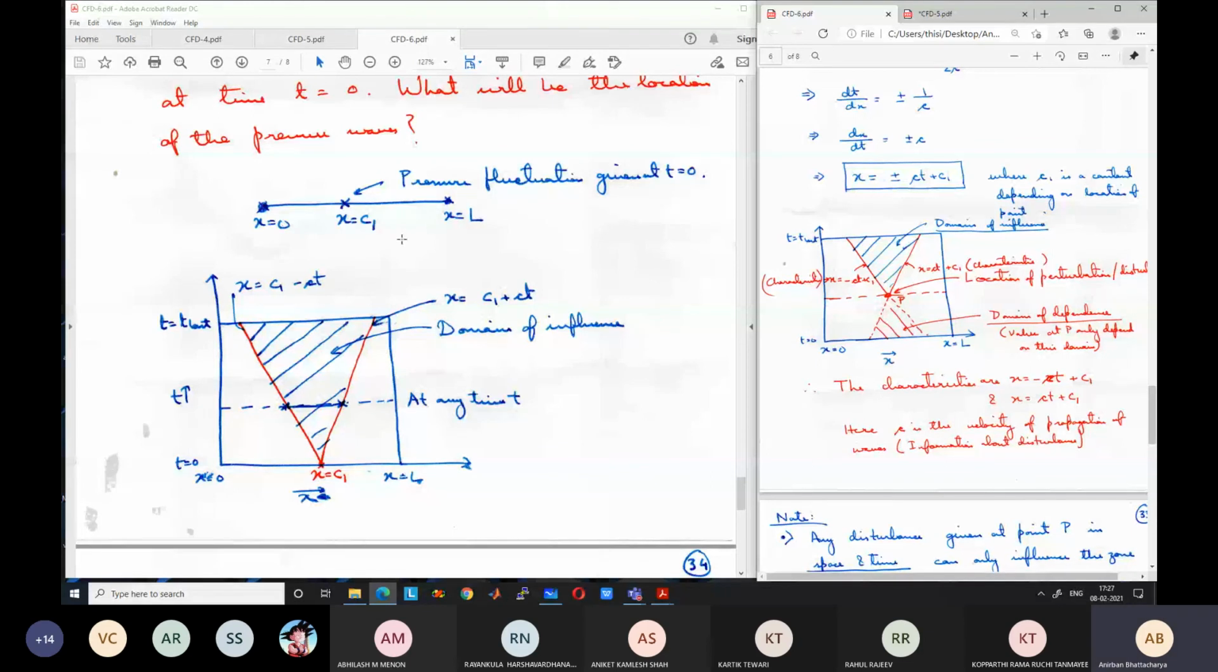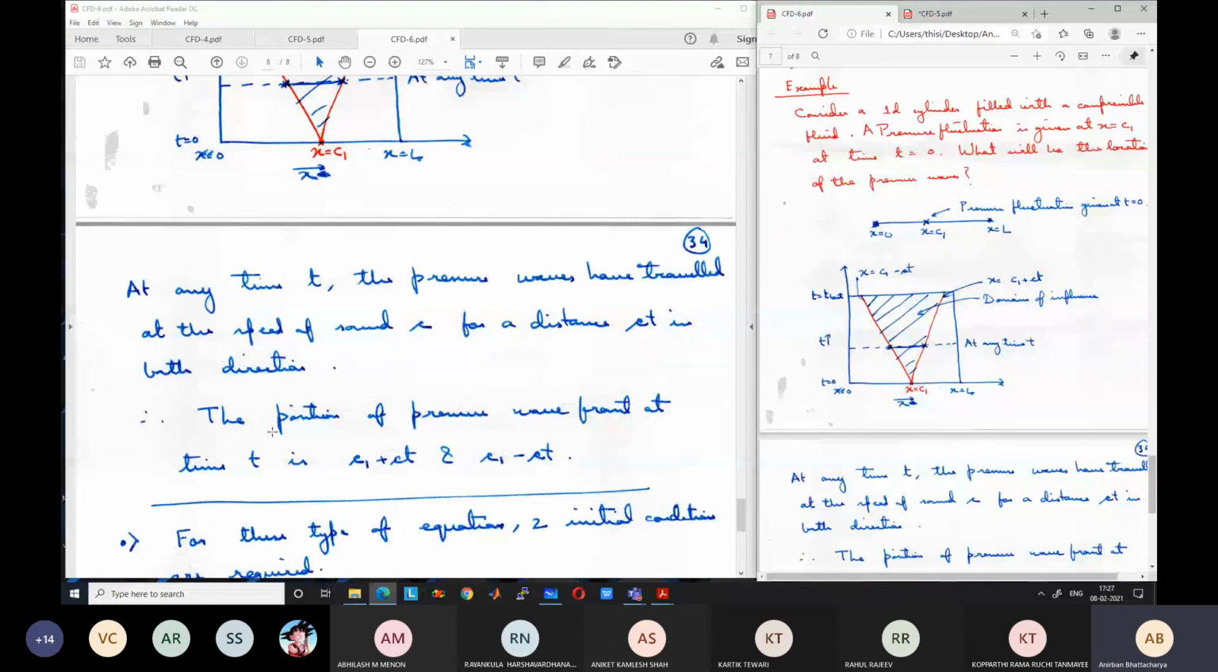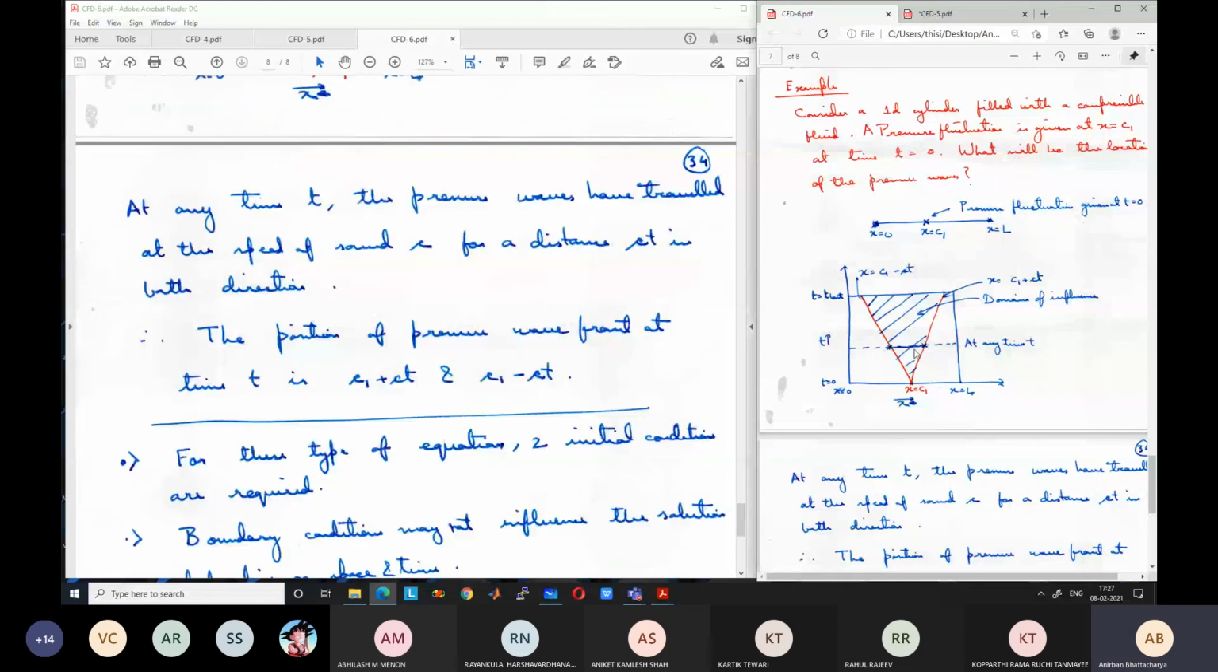At any time t, the pressure waves have traveled at the speed of sound c for a distance ct, in both directions. The position of the pressure wave front at time t is then c1 plus ct and c1 minus ct. So this is how the characteristics are drawn for a hyperbolic type of problem.